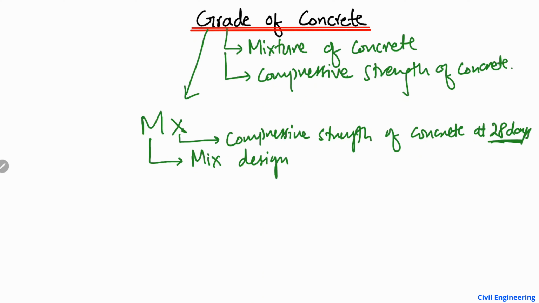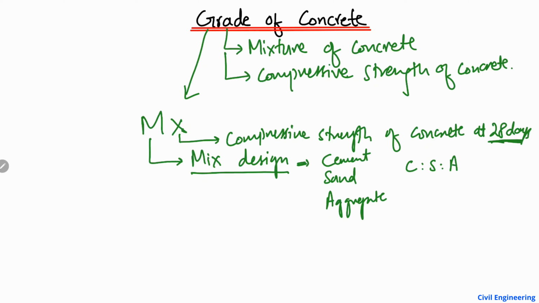So there are two things in grade of concrete. One is M, which represents the mix design. By mix design, I mean the ratio of the cement, the ratio of the sand, and the ratio of the coarse aggregate, or we represent it by C, S, and A, where C is cement, S is sand, and A is aggregate. So M represents the mix design of the concrete and X represents the compressive strength of concrete at 28 days. Now I will make a small table and will show you the grades of the concrete.